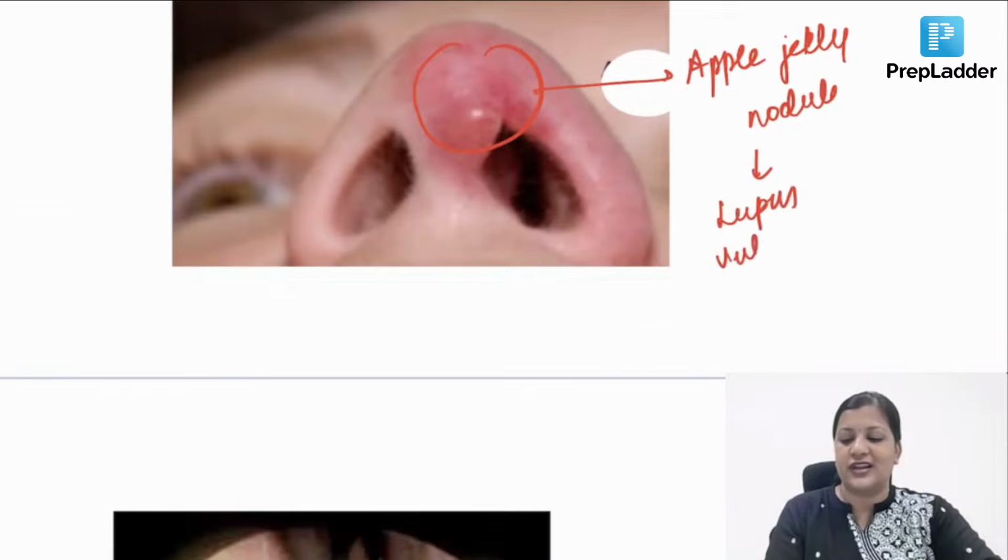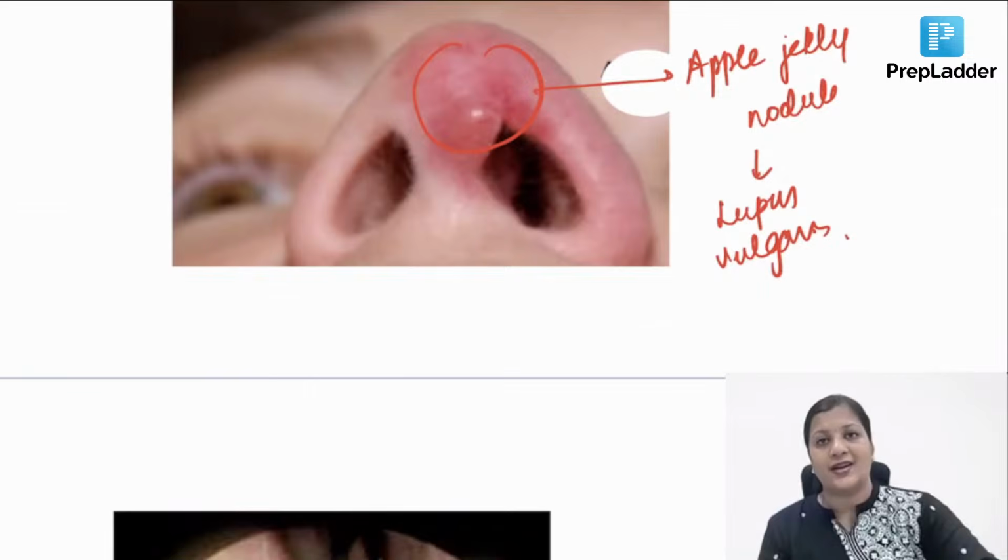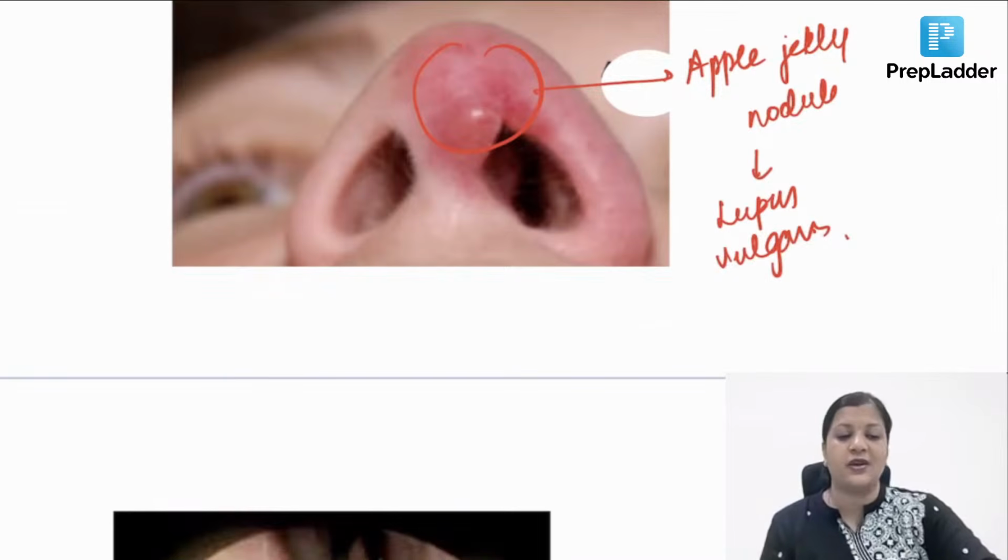And what is lupus vulgaris? It is a low-grade tubercular infection that can be present. There is no active pulmonary disease. There are no active symptoms present in the patients. The treatment is again going to be anti-tubercular therapy only.